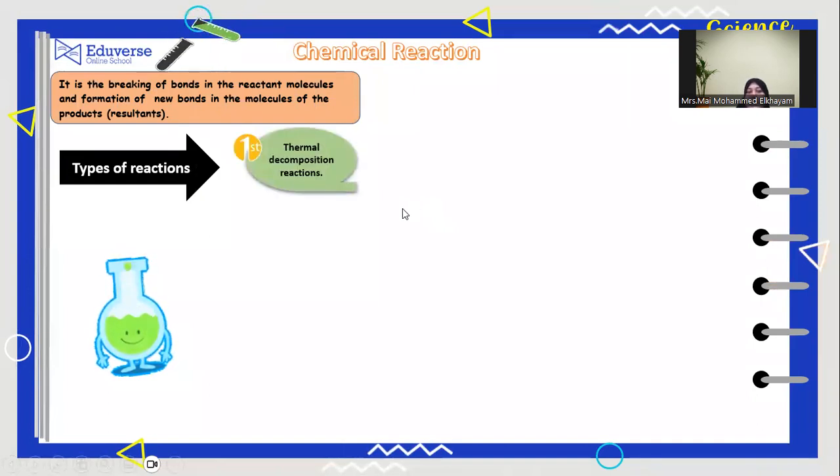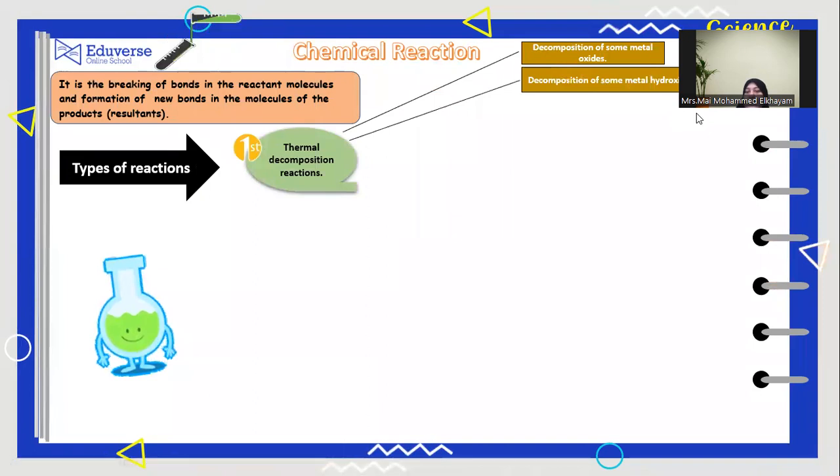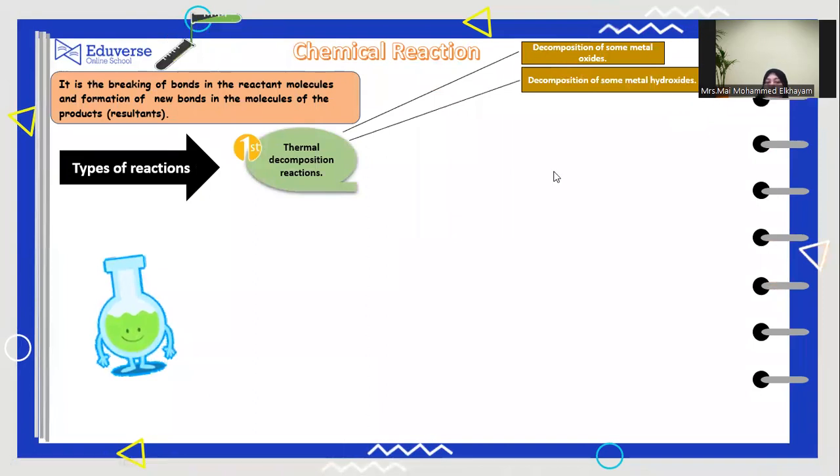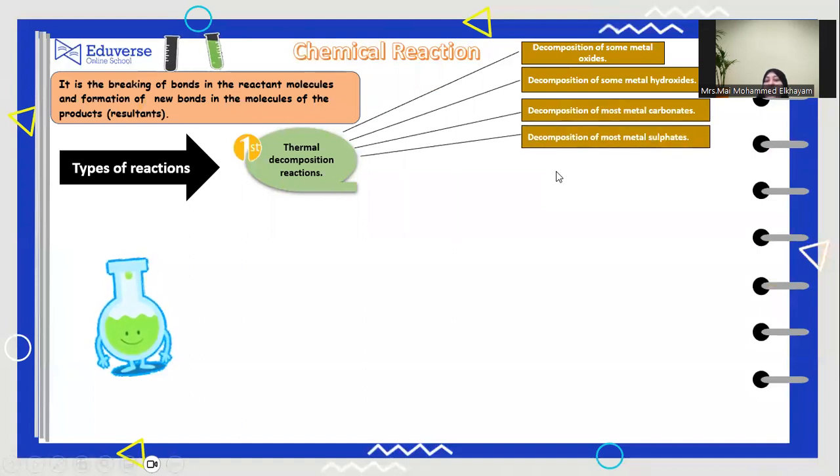First, the thermal decomposition reactions, which include the decomposition of some metal oxides or some metal hydroxides, also the decomposition of most metal carbonates and most metal sulfates, and finally, the decomposition of some metal nitrates.